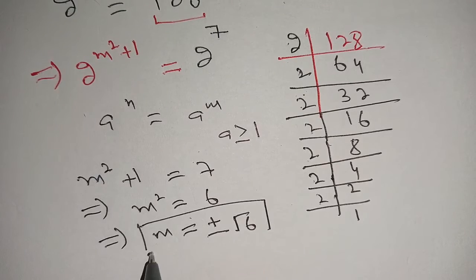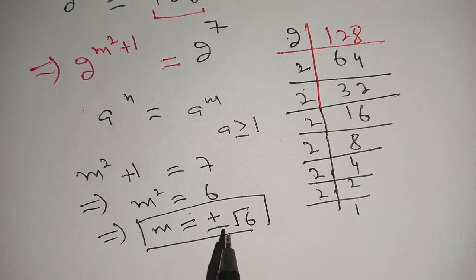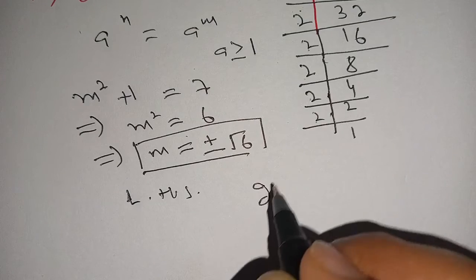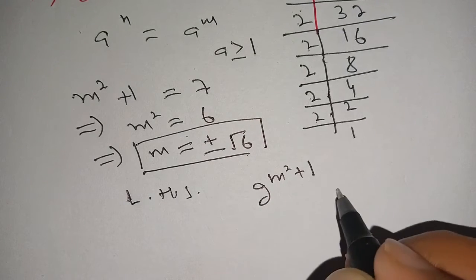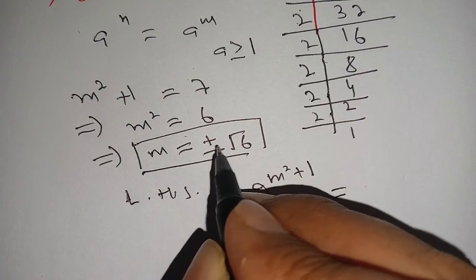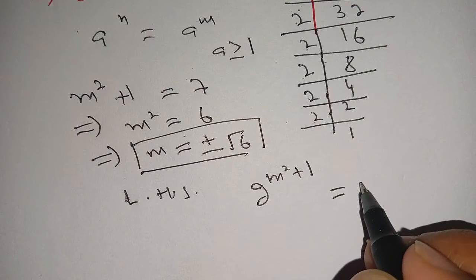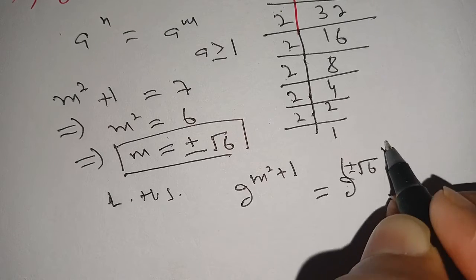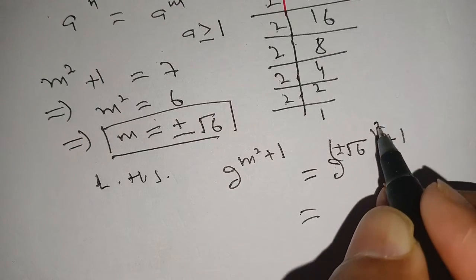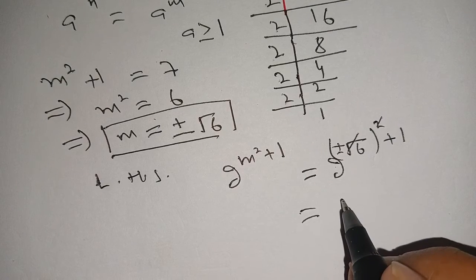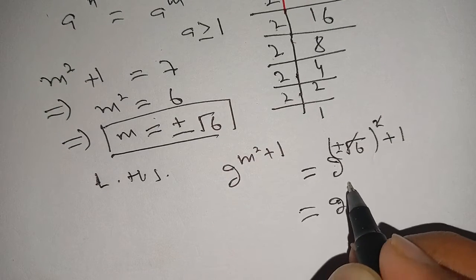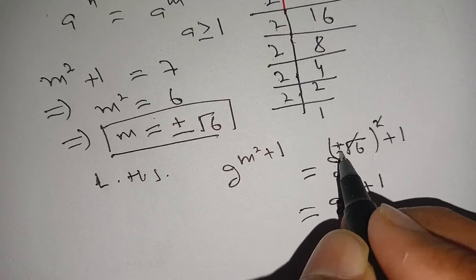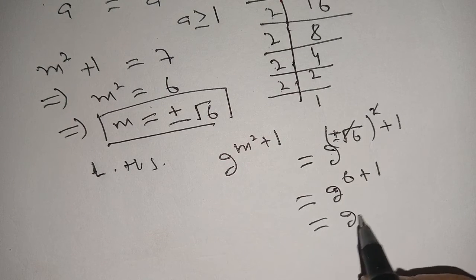Now we have to show whether this is a solution or not. We take the left hand side, 2 power m square plus 1. In place of m we write plus minus root 6. We have 2 power root 6 squared plus 1, the root and square cancel out. We write this as 2 power 6 plus 1. Means that when we have plus it becomes plus, minus it becomes plus. Means that 2 power 7.